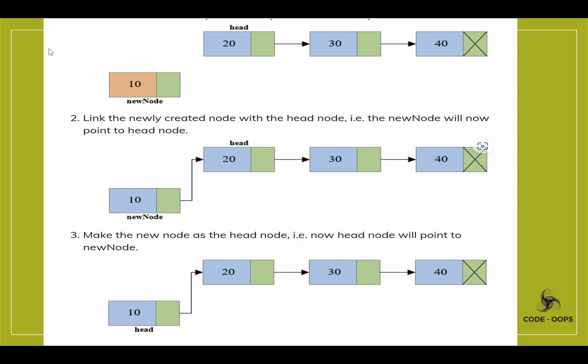Hello everyone, in this video we'll learn a C++ program to create a linked list of n nodes and insert a node in the beginning of a linked list. As we know, linked list is a linear data structure. In linked list, every node is divided into two parts. First part holds the information and second part holds the address.